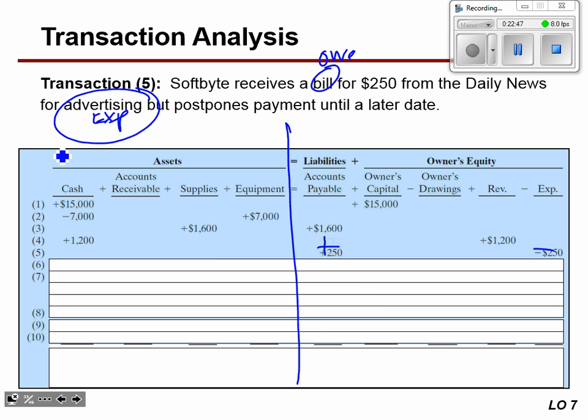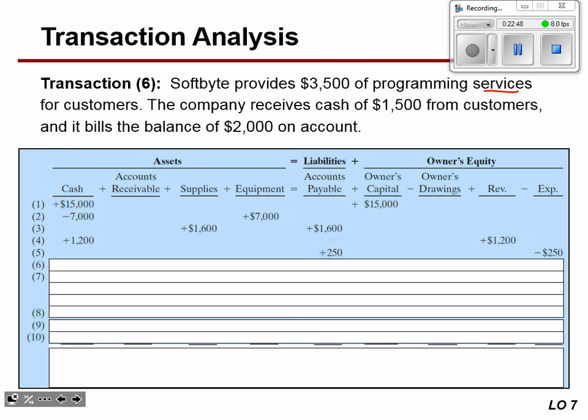I tweak them. All right, transaction 6. SoftBite provides $3,500 of programming services to their customers. The company receives $1,500 from the customers, and then it bills out the rest on account.